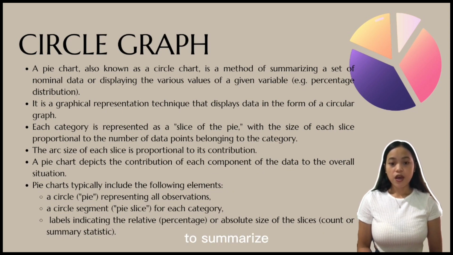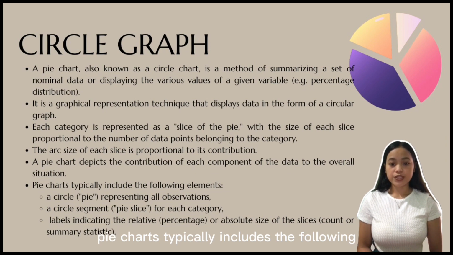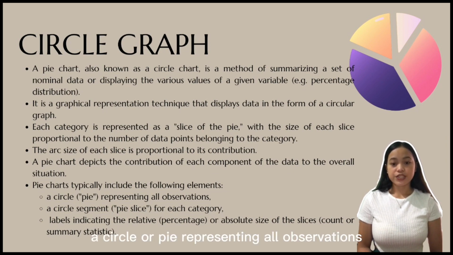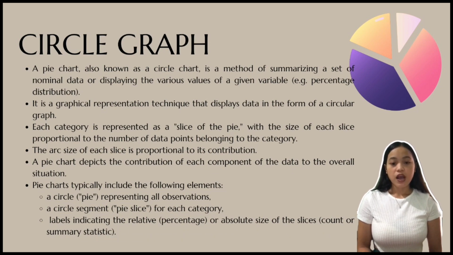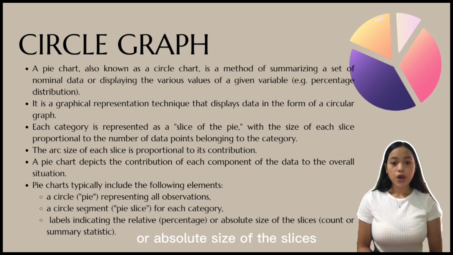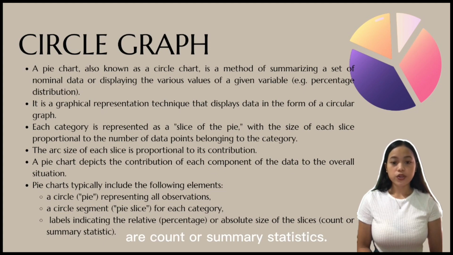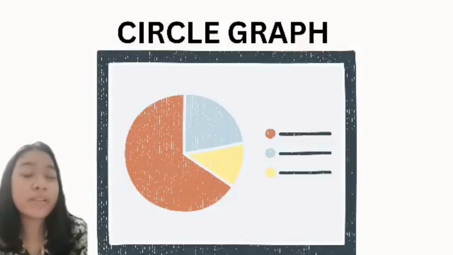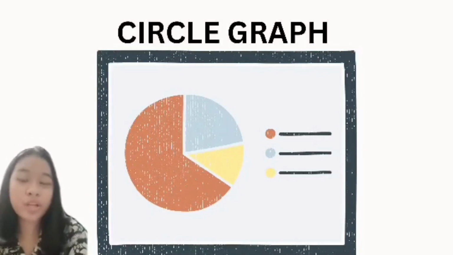To summarize, pie charts typically include the following elements: a circle or pie representing all observations, a circle segment or pie slice for each category, and optionally, labels indicating the relative or percentage or absolute size of the slices or count or summary statistics.